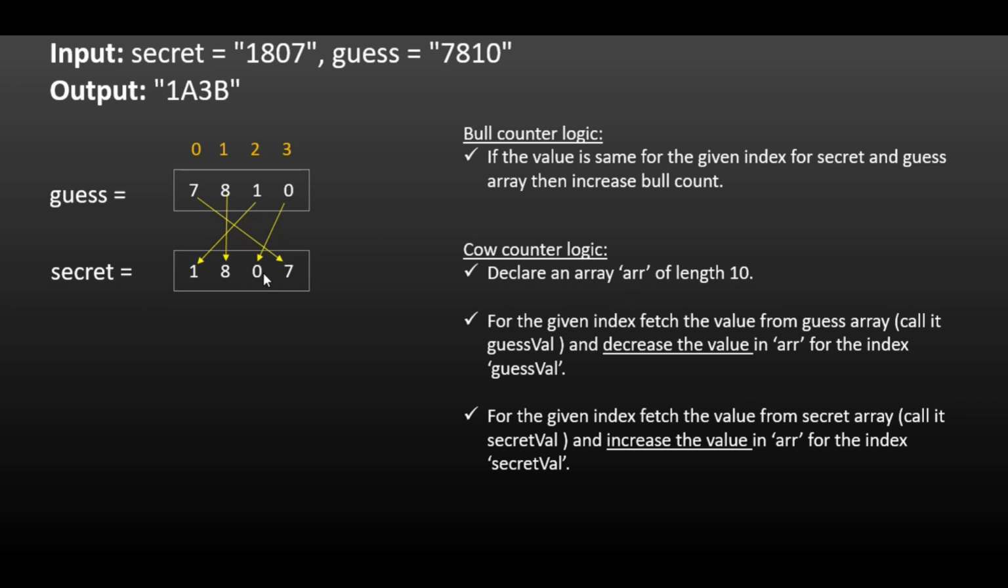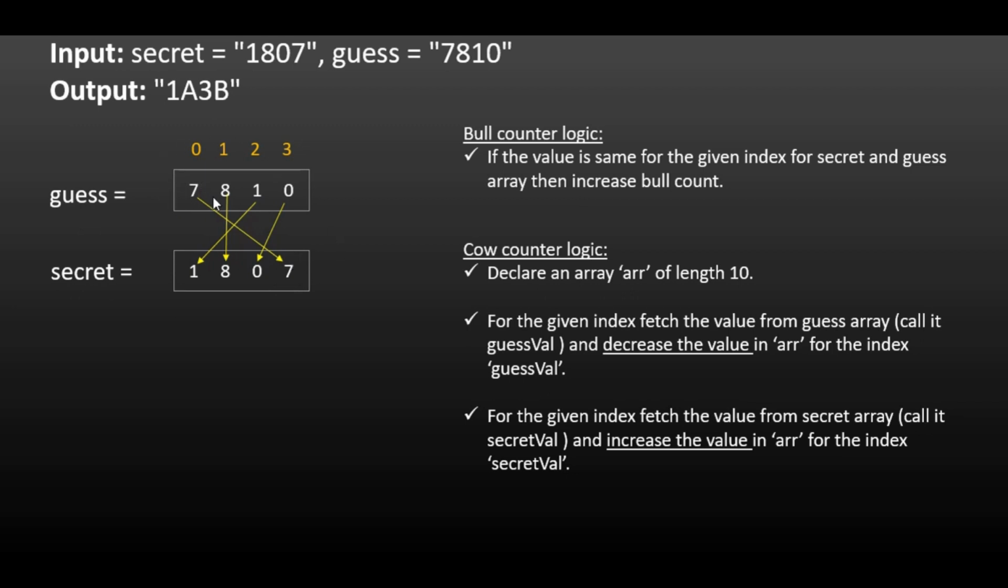So what I am doing here is I will decrease the value whenever I come across a value in the guess array, and I will increase the value whenever I come across a value in the secret array for that given index. Why are we incrementing and decrementing the value for that index in the ARR array? For guess value 7, if I am not using a hash map, then I need some way to know that this value 7 is present in my secret, or that when I am going through the secret this value 7 was already present in guess. I need to know that.